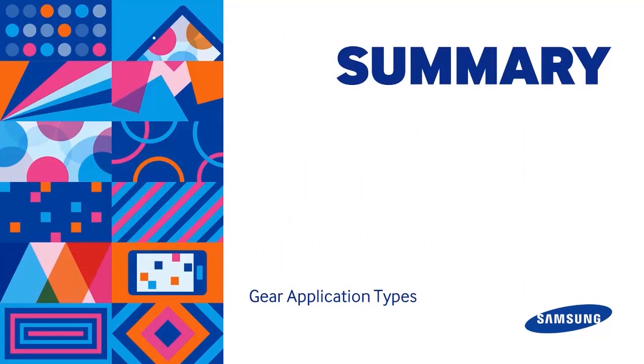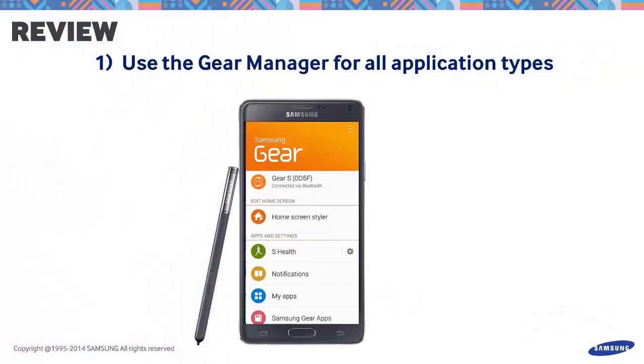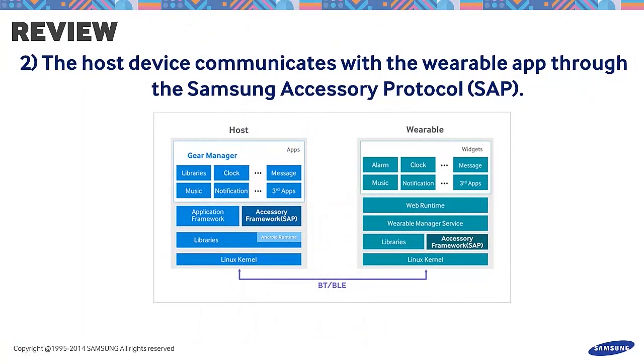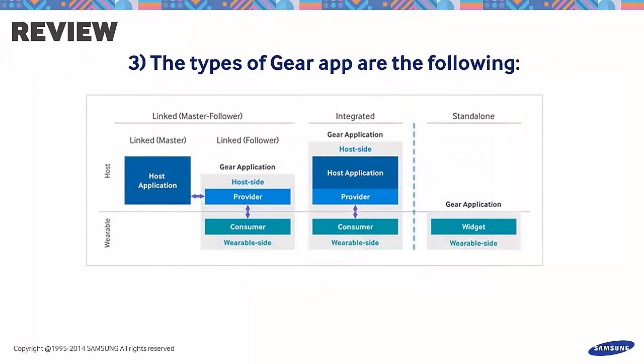Let's go over all the things we talked about in today's episode. The Gear Manager initiates connections for host and the wearable. Since we are to deal with the different applications, this covers everything: installation, notification, and configuration. Samsung Accessory Protocol or SAP is responsible for communication. The host and wearable communicate through various mediums, made possible by SAP. Gear applications may be linked, integrated, or standalone. As a developer, choose the appropriate type for the application you have in mind.